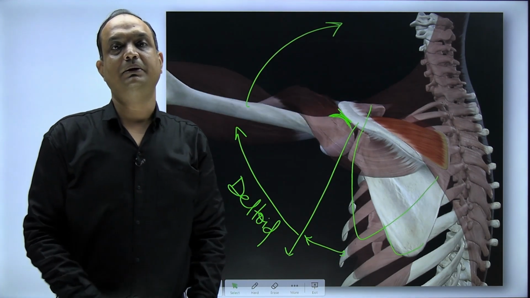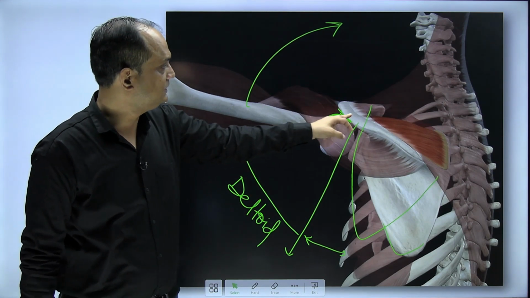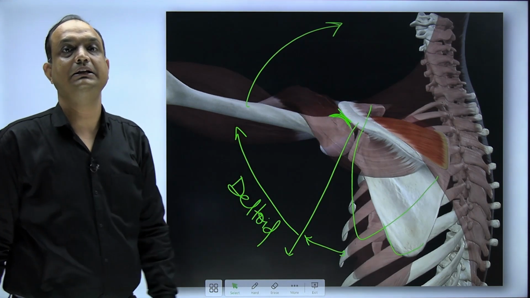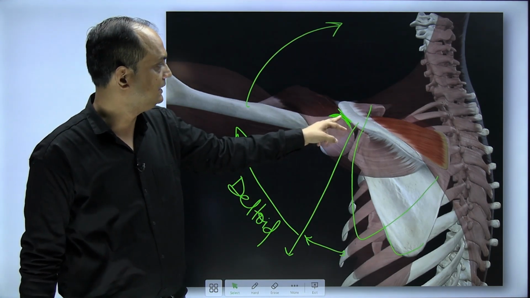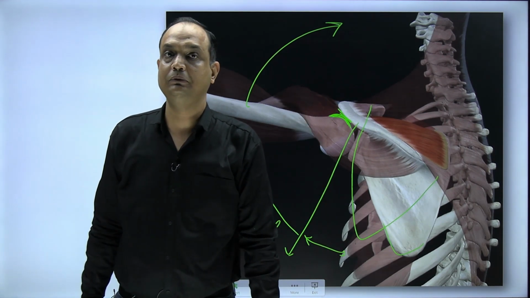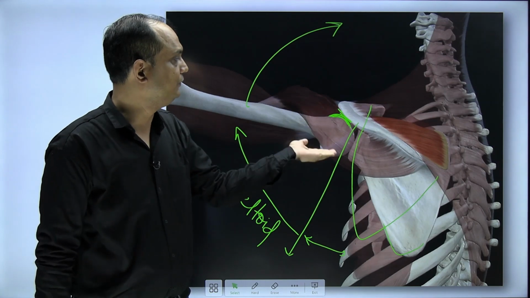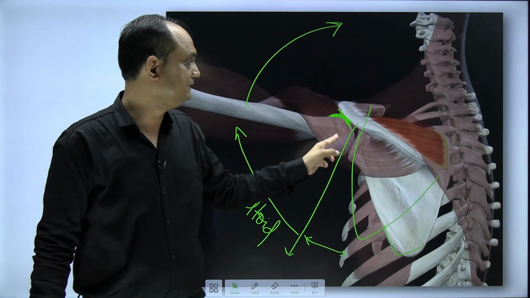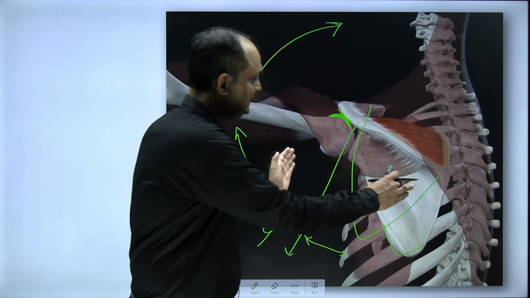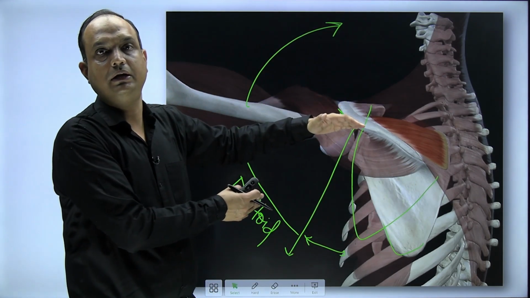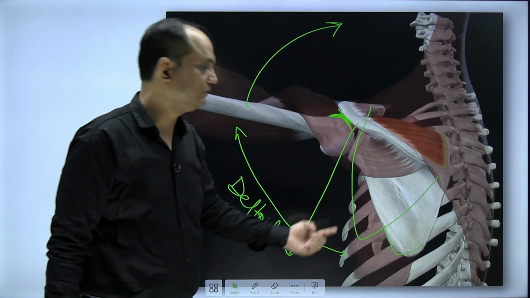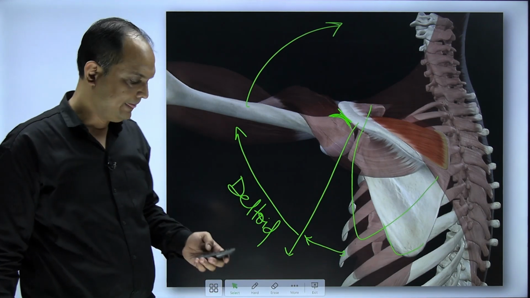So in this overhead abduction, what is happening is that because of these bony features, these bony points create the hindrance, because the lateral surface of the head of the humerus hits the under surface of the acromion process, and this prevents further abduction of the head of the humerus in the glenoid cavity. So that's why your scapula now completely rotates towards the anterior aspect, which is known as lateral rotation or forward rotation of the scapula.